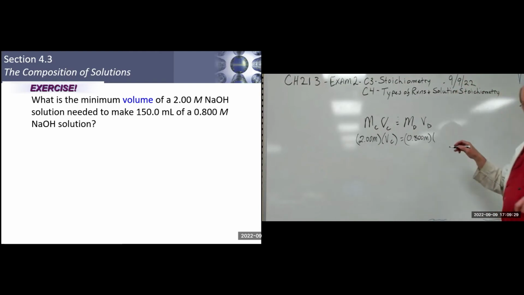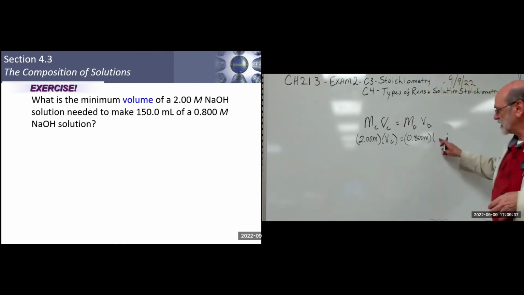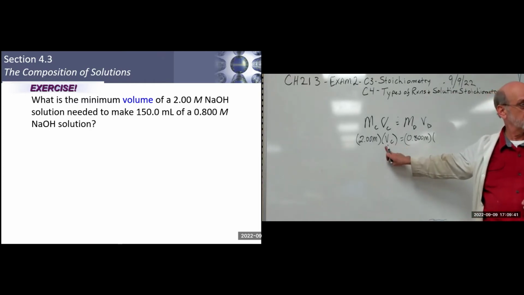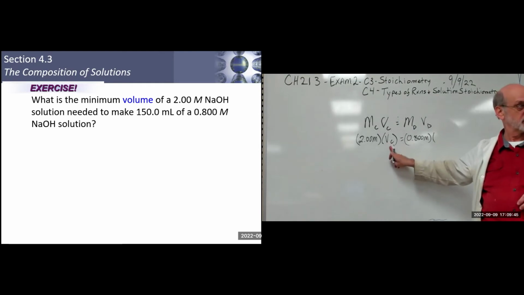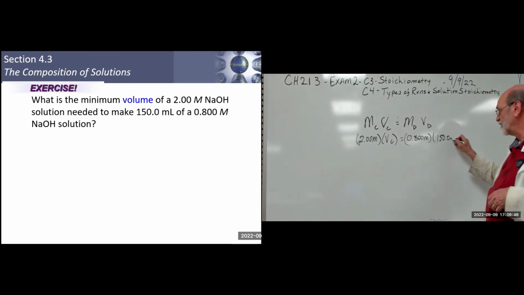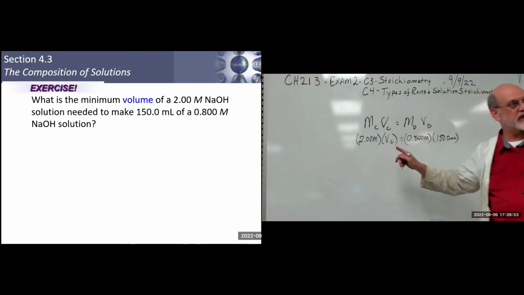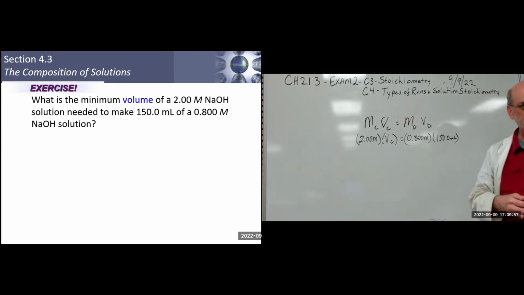So we need this interesting thing about this formula. Notice that if you put milliliters in here, that answer will come out as milliliters. If you put liters in here, it'll come out as liters, right? So we can put 150 milliliters here because it's a ratio. You get the same units in there as you did over here. Saves you some effort.